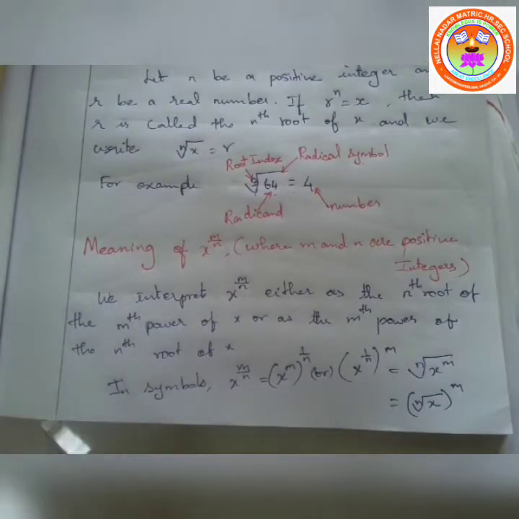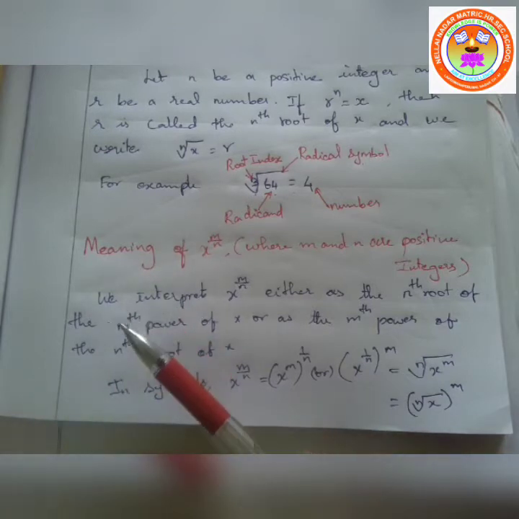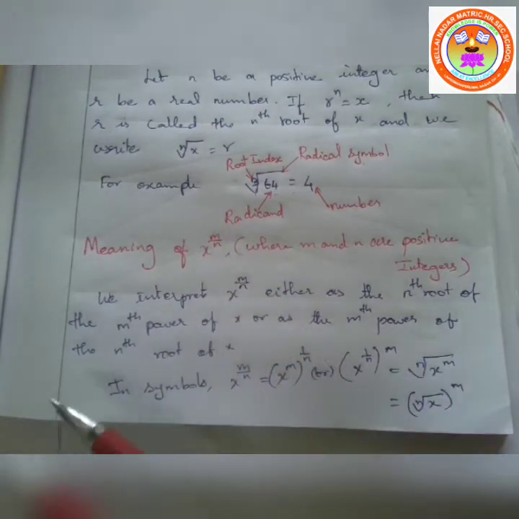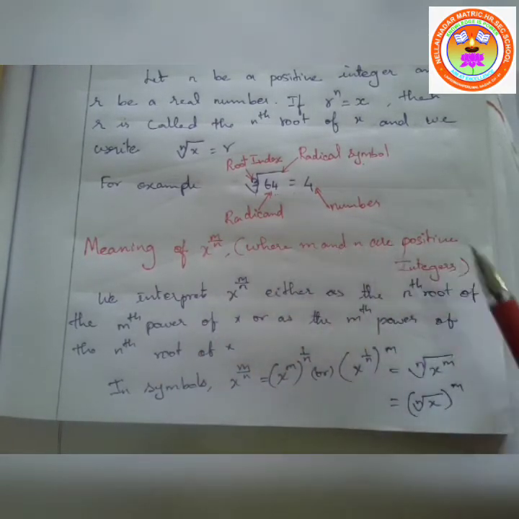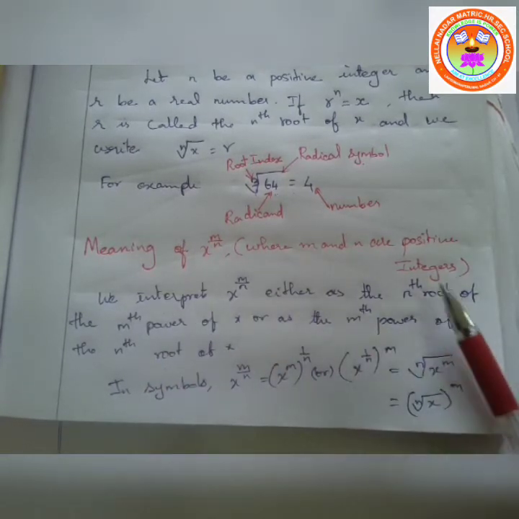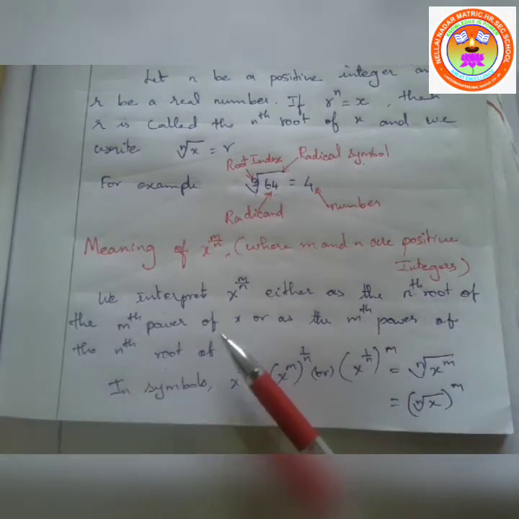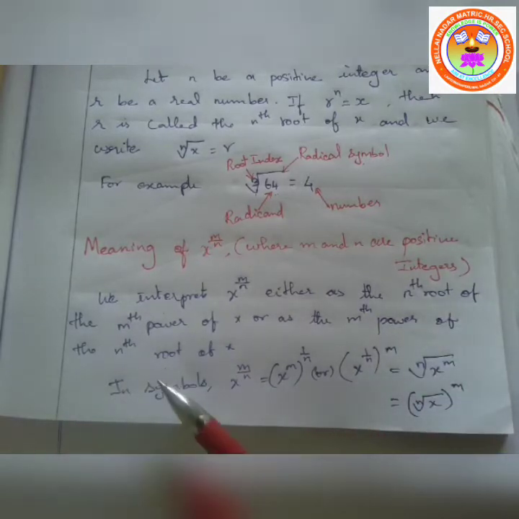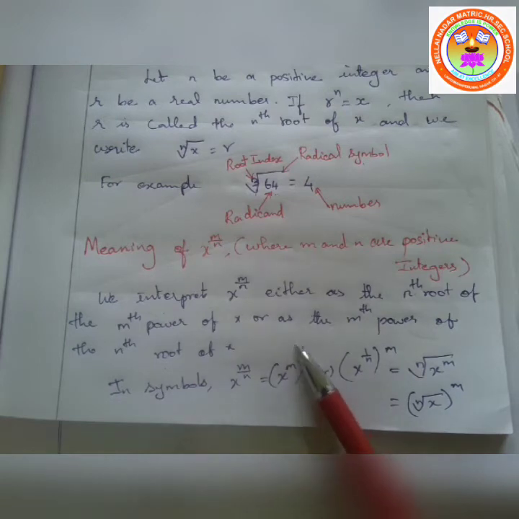And one more thing you have to know before this exercise is started, that is the meaning of x power m by n, where m and n are positive integers. We interpret x power m by n either as the nth root of the mth power of x or as the mth power of nth root of x. In the definition we can't understand, so I have given it in symbol form. So this x power m by n, we can write in the form of x power m the whole power 1 by n. So this is in one format.